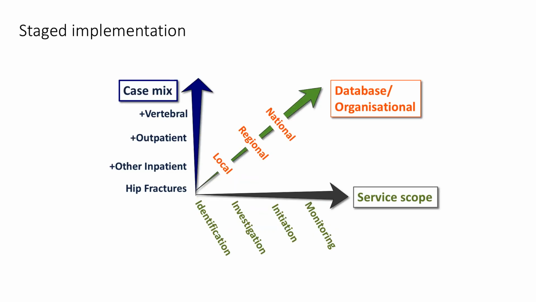Often we start with one type of fracture, it's on the y-axis, so maybe hip fractures or other inpatients, and deliver the entire service scope for this group. And once you've achieved this, then one can move on to the next level of case mix. And again, because you've scoped out the entire service scope, you can accurately cost it. It's important when you're doing this, you work to key performance indicators, and we discussed this at our previous webinar.